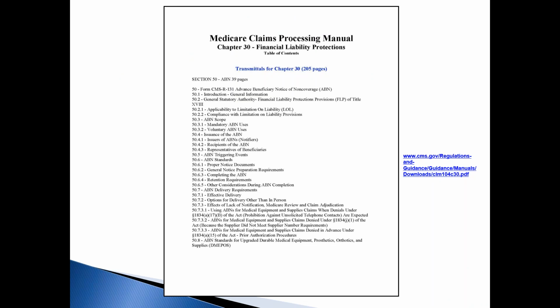The ABN form is a one-page form, right? Well, it has a 39-page instruction manual, so to speak. So if you're interested in learning the deep, deep concepts of the ABN form, you would go to the Medicare Claims Processing Manual, Chapter 30, Section 50.